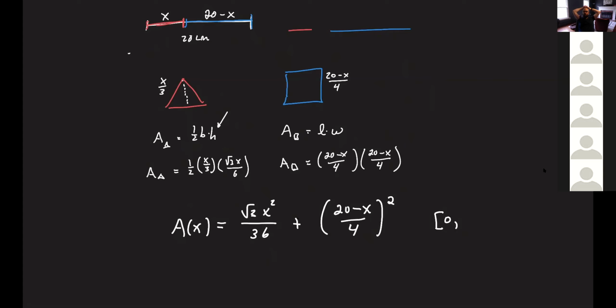20, right? So the length of the wire is 20, and so if it's 0, that means that we're not making a triangle. The triangle doesn't exist. We're putting everything into the square. And then if x is 20, that means we're going to put nothing into the square, and everything's going to go into the triangle. Okay.